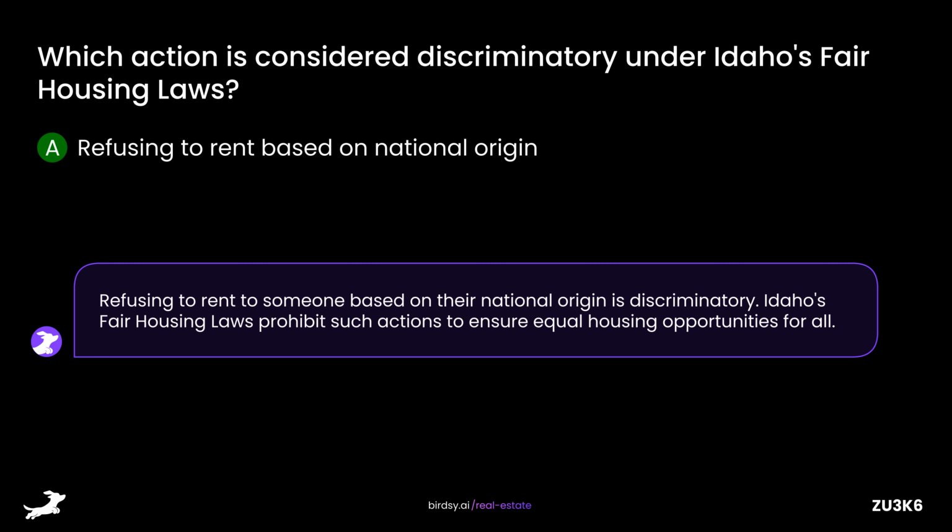Refusing to rent to someone based on their national origin is discriminatory. Idaho's fair housing laws prohibit such actions to ensure equal housing opportunities for all.